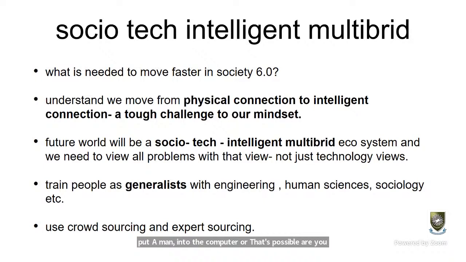So it's a hybrid system, becoming what I call a multi-grid system. That is what is needed if you want to move further for Society 6.0. We are going to move from physical connection to intelligent connection. That's going to be a very tough thing because it's emotional intelligence.